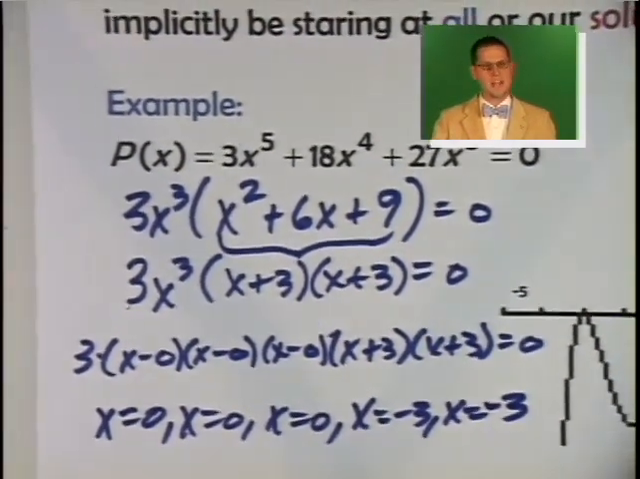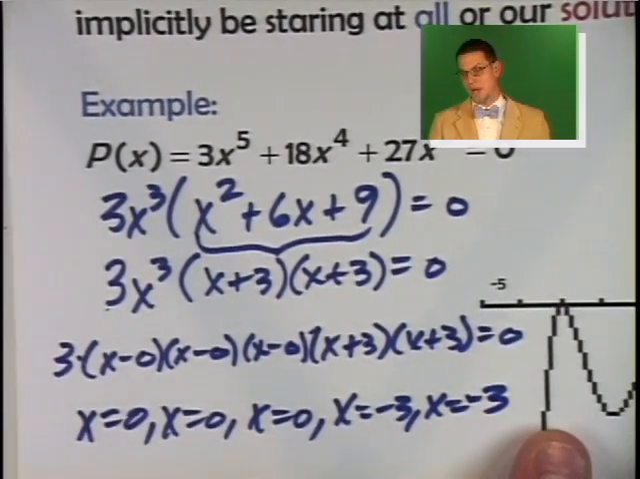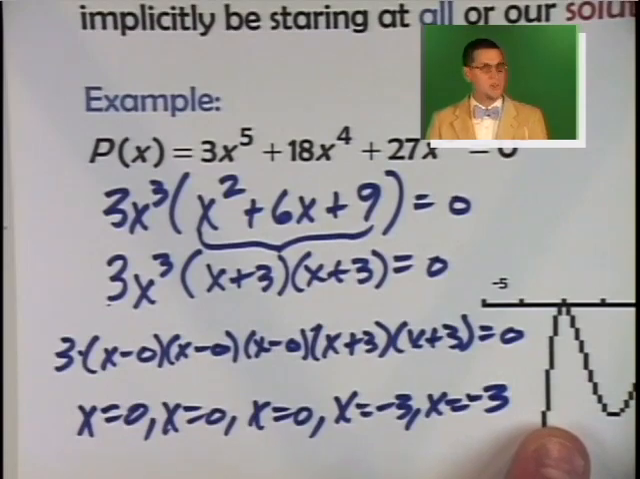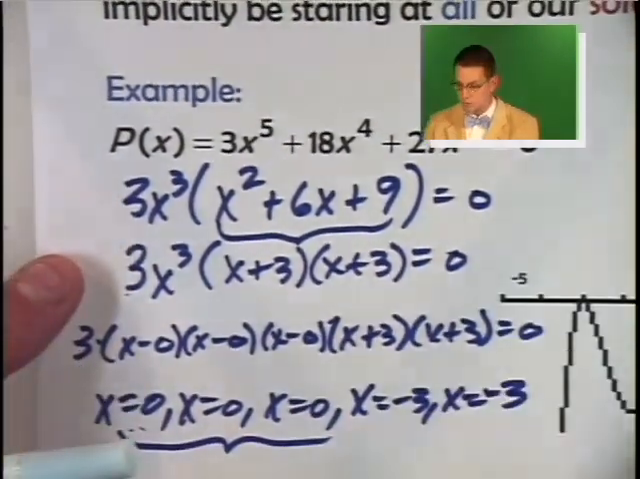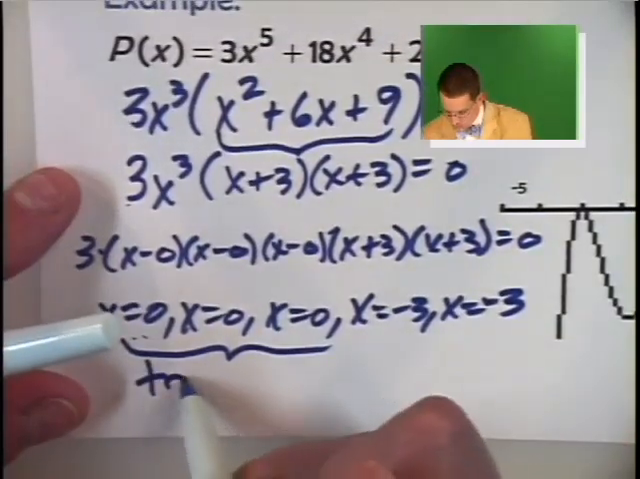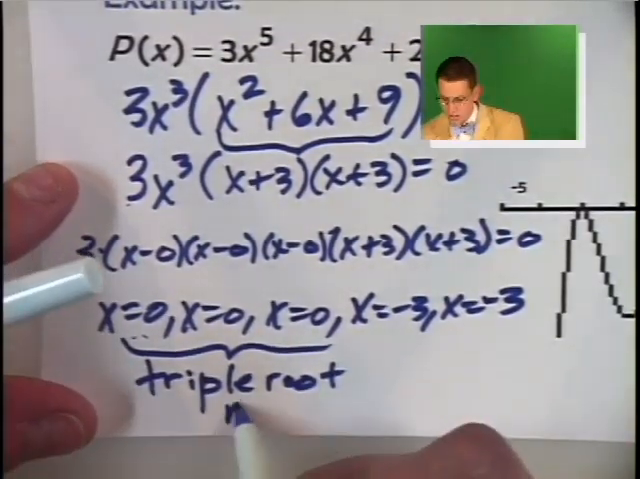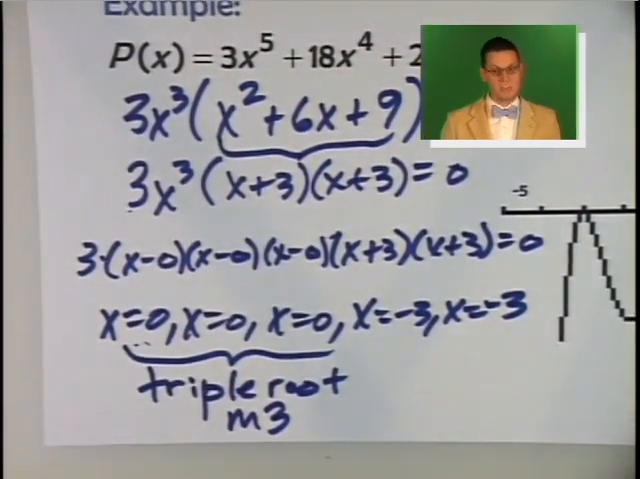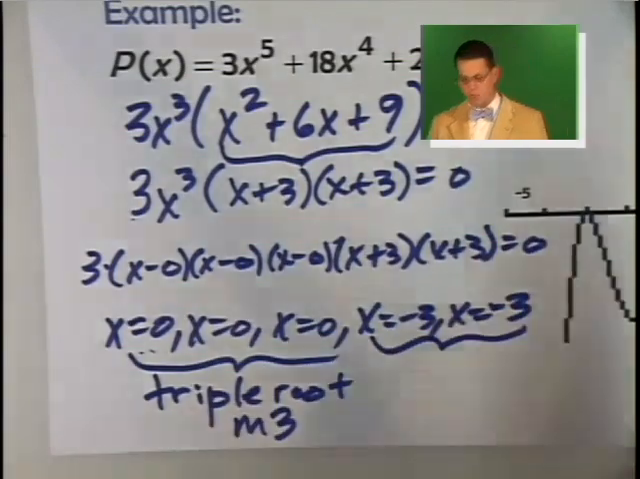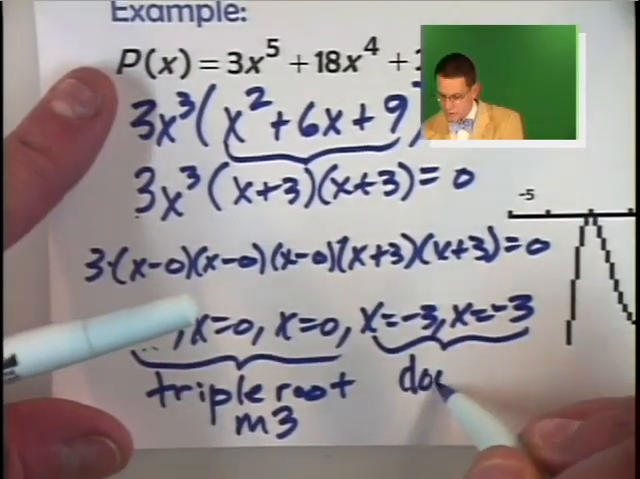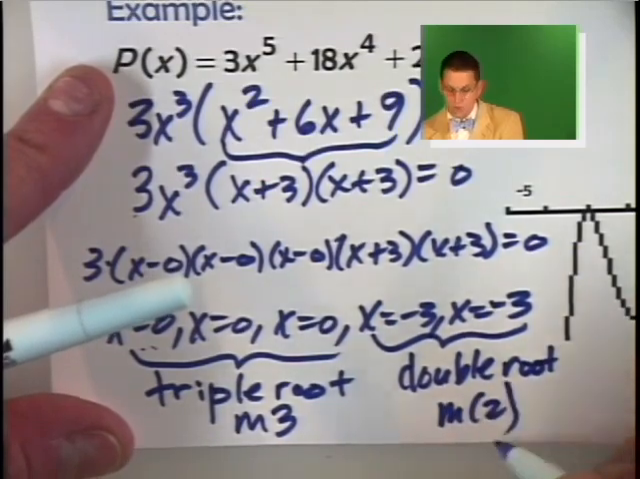But notice that they occur 3 times for the 0 and twice for the -3. Now that has very special meaning because we call 0 in this case a triple root. Okay? A triple root because it occurs 3 times. Or we say that it has multiplicity of 3. I abbreviate multiplicity M3. X equals -3 because there were 2 factors occurring. There's 2 roots occurring. We call it a double root. Okay? Or we say it has multiplicity of 2.